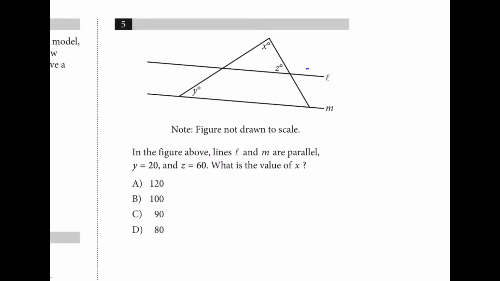Number 5, we know that these lines are parallel, and since y is 20, this one up here is also 20. And since z is 60, we can take 180 minus 60 minus 20 to figure out our answer, 100.